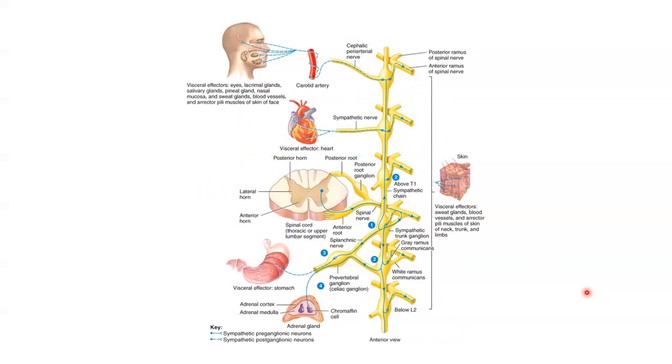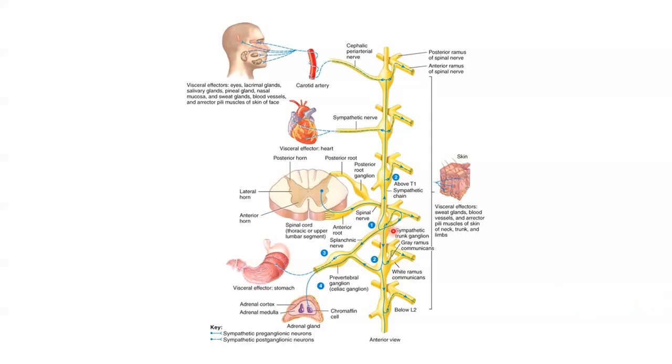Now, once the axons of our sympathetic preganglionic neurons reach the sympathetic trunk ganglia, they can synapse with a postganglionic neuron in a number of ways. So an axon can synapse with a postganglionic neuron in the first ganglion that it reaches. So for example, it comes straight out of our spinal cord and synapses with the first ganglion it reaches.